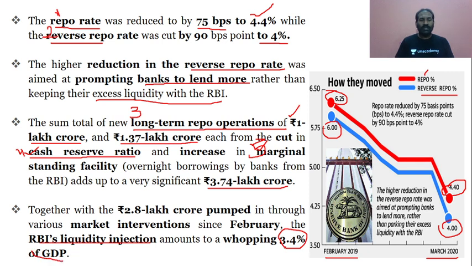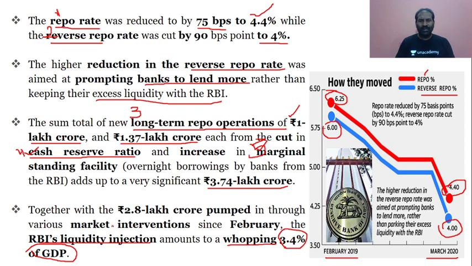This is very, very important. Look at the role taken up by the RBI to make sure that there is enough liquidity with the banks. The liquidity which has been injected into the market or the banks by the RBI is equivalent to 3.4 percent of the GDP. That is the job being done by the RBI to make sure that at this moment there is more money.